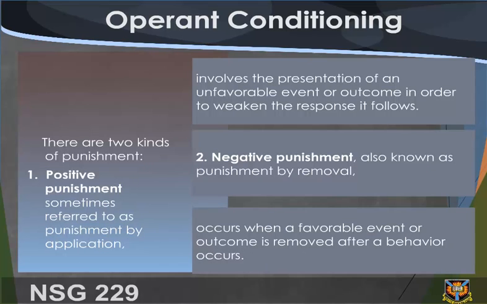1. Positive punishment, sometimes referred to as punishment by application, involves the presentation of an unfavorable event or outcome in order to weaken the response it follows. 2. Negative punishment, also known as punishment by removal, occurs when a favorable event or outcome is removed after a behavior occurs.